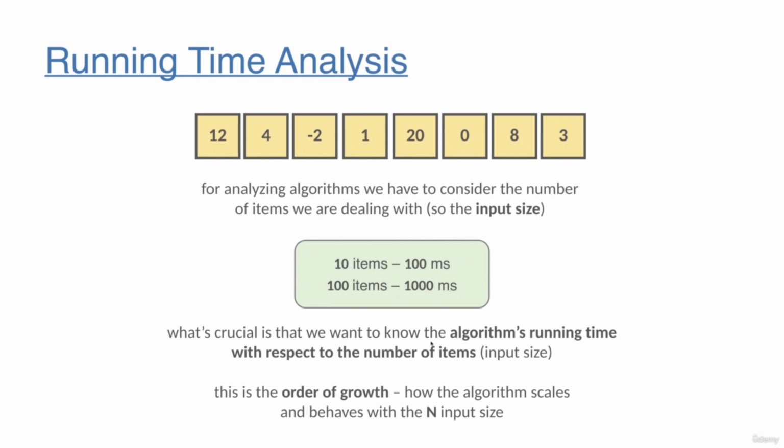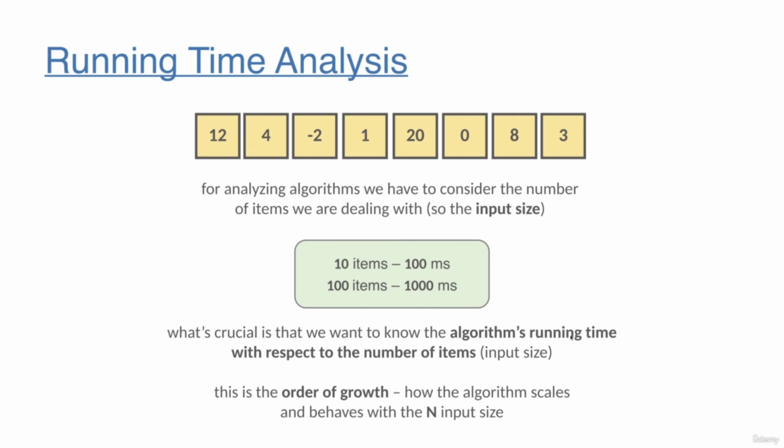What's crucial is that we want to know the algorithm's running time with respect to the number of items, so with respect to the input size. So we don't care about the running time in milliseconds. You may pose the question again, why? Because it is not machine independent. A smartphone is going to be slower than a supercomputer. So this is why measuring the running time in milliseconds makes no sense.